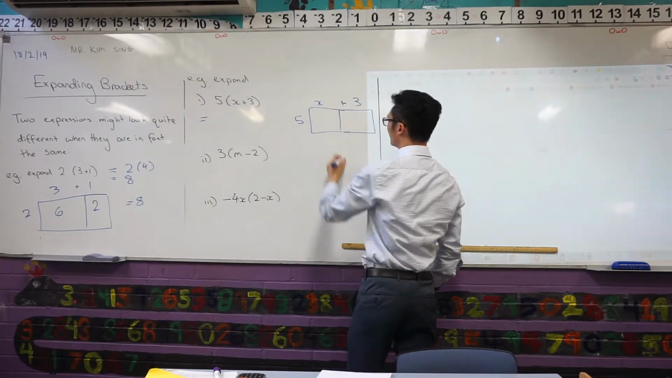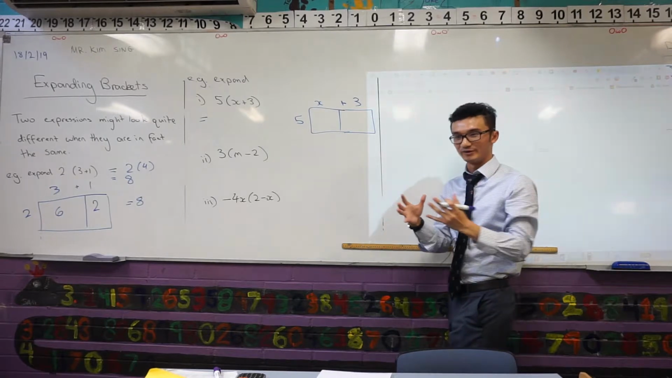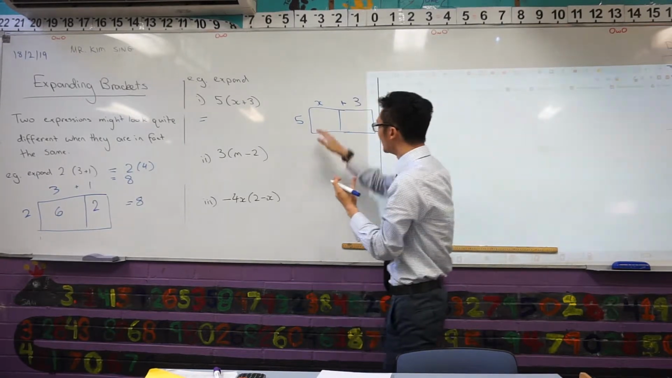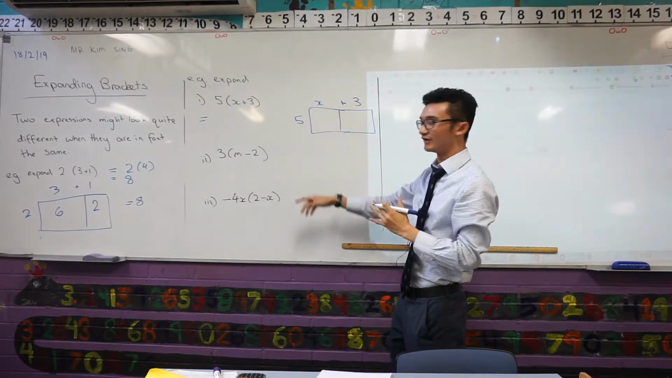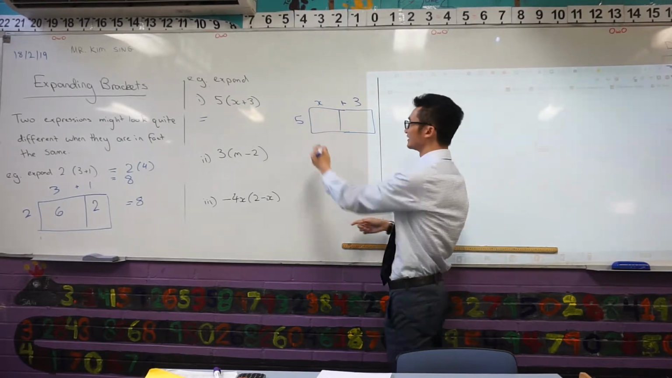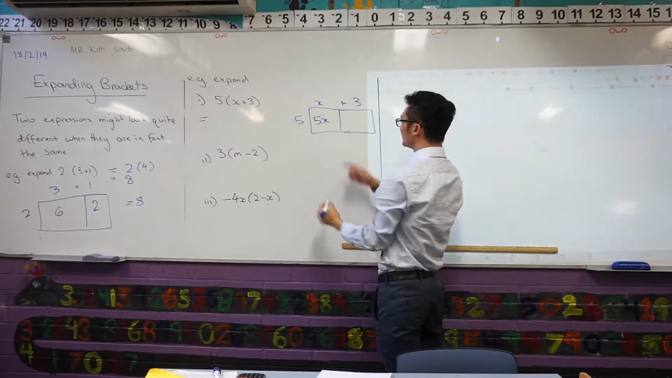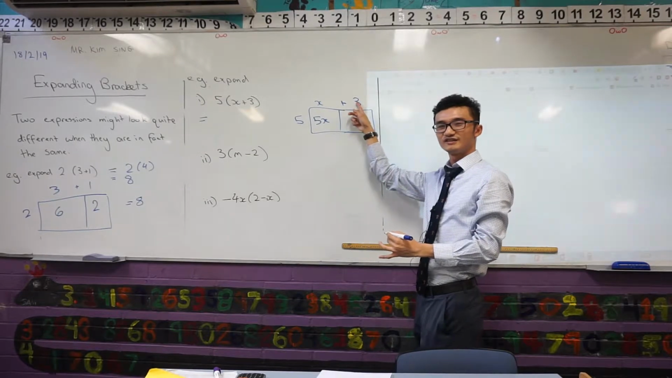Again, I draw my little box up. It doesn't have to be to scale, but this is just an idea of what's actually happening here. Now I can find the areas of these individual parts. What's 5 times x? That's 5x, because we put them together in algebra. And 5 times 3 is 15.